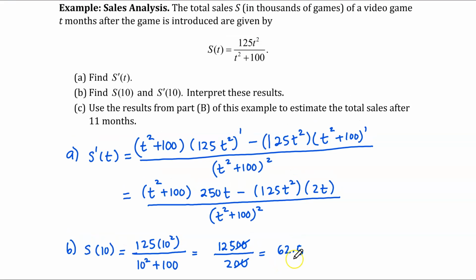Now this 62.5 is the total sales in thousands of games at 10 months. So this means 62,500 games were sold after 10 months.